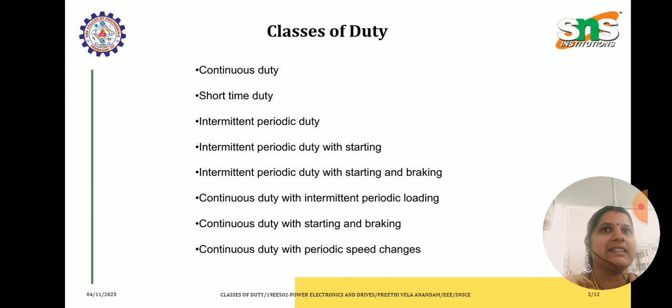categories. The first one is continuous duty, the second one is short time duty, then intermittent periodic duty, intermittent periodic duty with starting, next one is intermittent periodic duty with starting and braking, the next one is continuous duty with intermittent periodic loading, and then continuous duty with starting and braking. The last one is continuous duty with periodic speed changes. So we have 8 different categories.